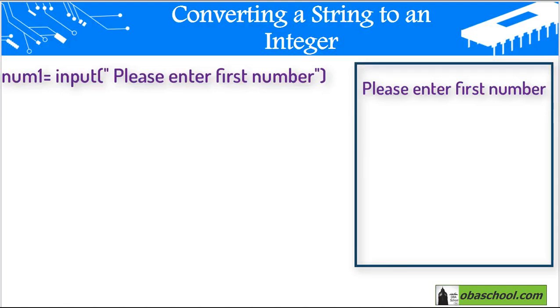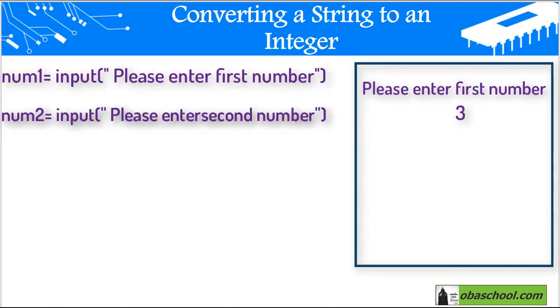For example, if the user entered 3, the value 3 will be saved in variable num1. And we have the second variable that is called num2. We put in it the input, we put between brackets and quotations, please enter second number. So this sentence will also be shown to the user's page. So the user then enters, for example, number 5. So the value 5 will be saved in variable num2.